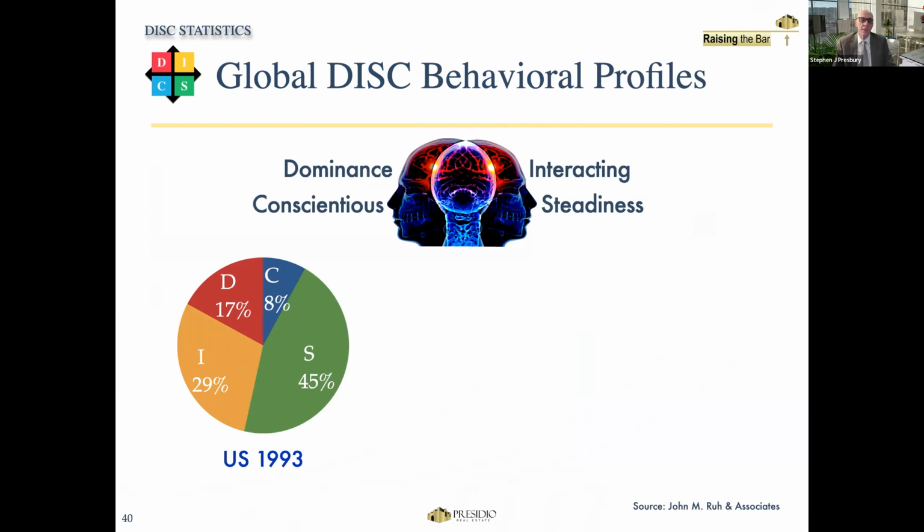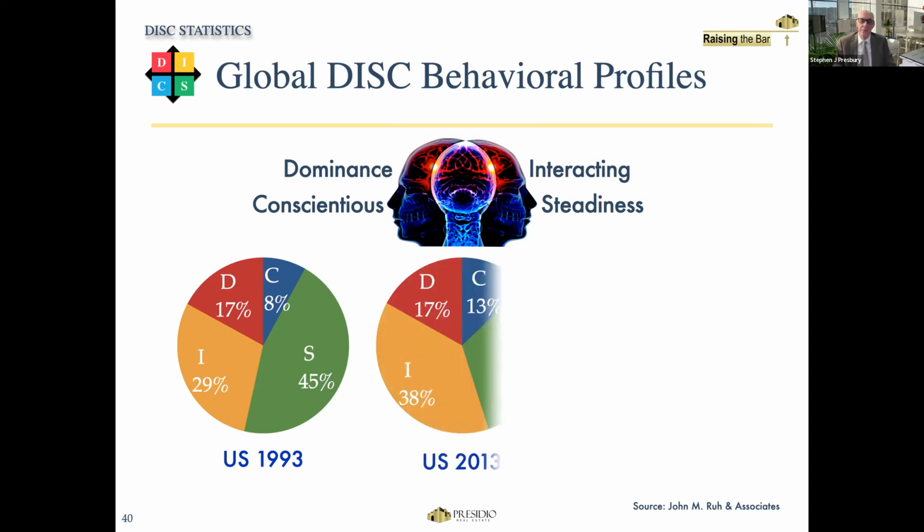In 1993, they did a survey of all the people that took the tests, whether they were red, blues, yellows, or greens, or dominance, interactive, steadiness, or conscientious. They grouped them all together. I think it was about 70 to 100,000 different cases. And these are the stats they came up with. So in 1993, 17% D, 8% C, 45% S, and 29% I. Okay, so just absorb that.